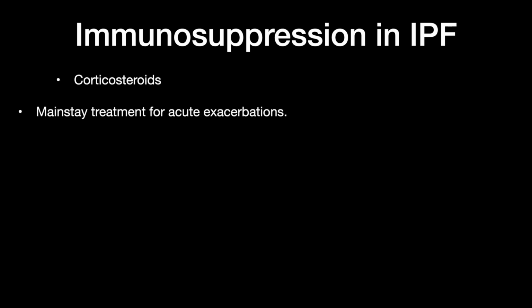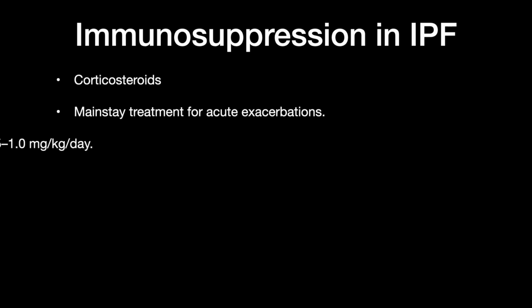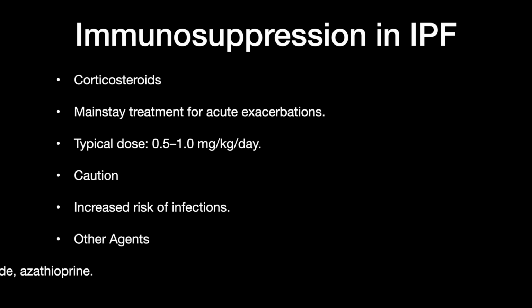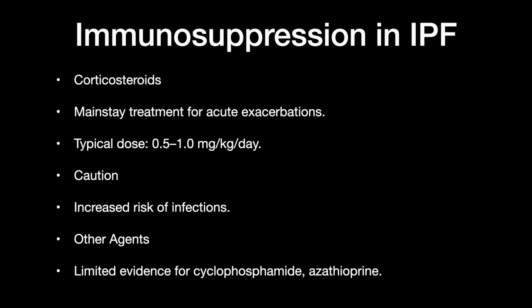Coming first to the immunosuppression, steroids are the most important and the mainstay. Typical dose is 0.5 to 1 milligram per kg per day. Do use caution, as there is increased risk of infection, and there is limited evidence for other agents like cyclophosphamide and azathioprine. So steroids are to be used, but prefer hydrocortisone because infection is the most important trigger over here.